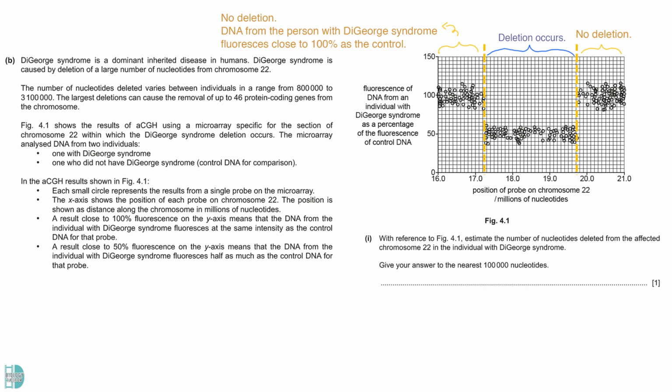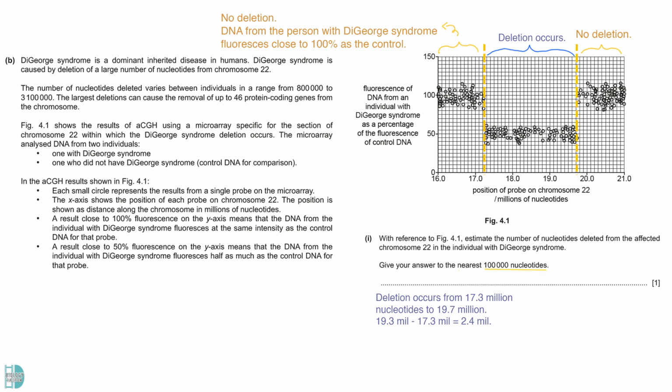1. Estimate the number of nucleotides deleted from the affected chromosome 22 in the individual with DGOT syndrome. Since deletion occurs from 17.3 million nucleotides to 19.7 million, the difference between these values is the total number of nucleotides deleted. The answer is 2.4 million.